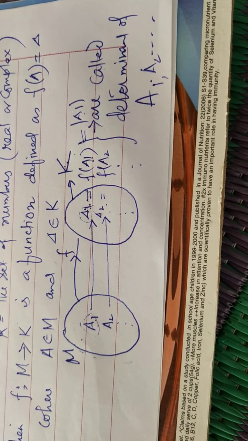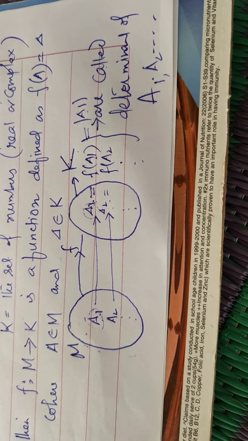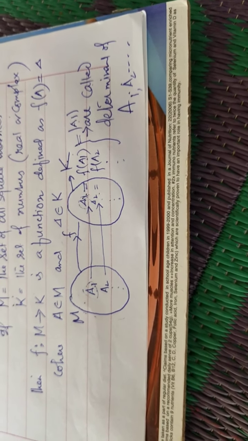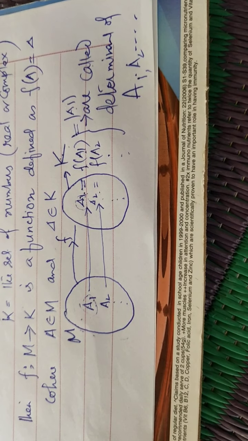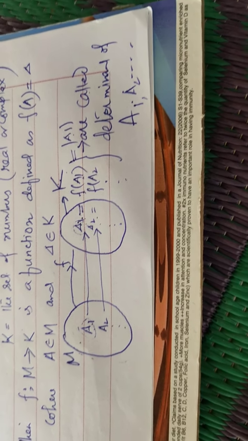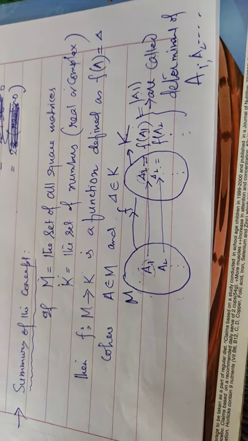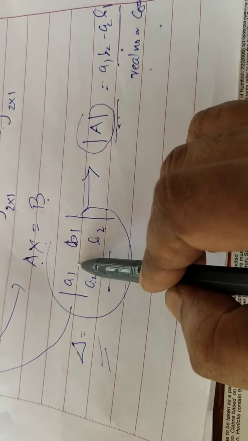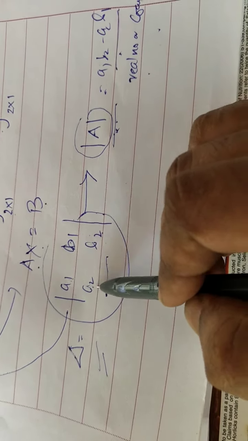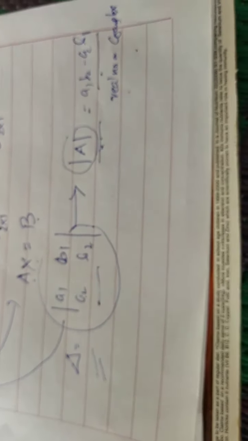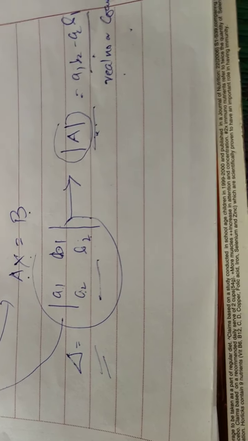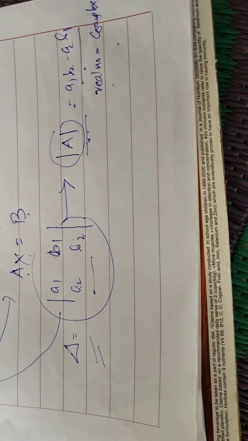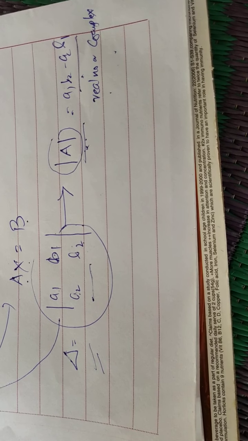In the next class, I will discuss the properties of determinants and how to expand a determinant of third order. The second order determinant is very simple: you just expand it like a1 b2 minus a2 b1. But when a determinant is expanded for third order, what is the rule? I will discuss it in the next class.